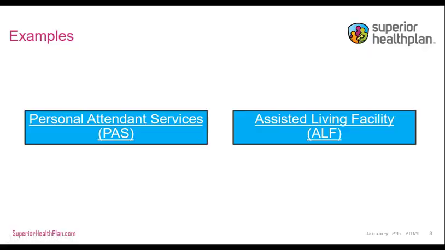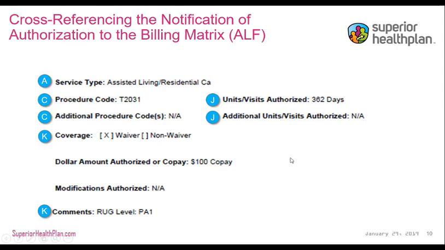Next, we'll take a closer look at an example for assisted living facility. In section 2 of the notification of authorization form, note the service type is assisted living. Procedure code, units and visits authorized, member coverage, copay information, and reg level are also indicated on the auth form.